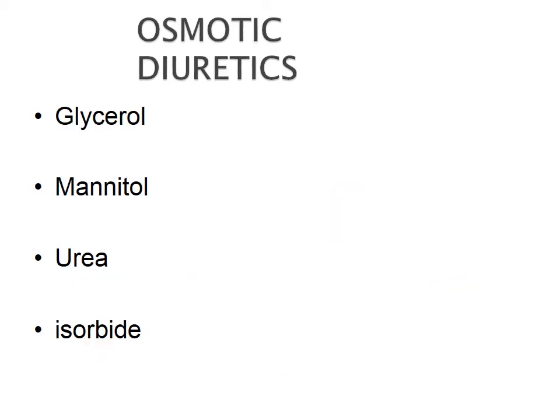Now, the other ones are the osmotic diuretics. Basically, they are osmotic agents which draw water towards the lumen, and then they excrete that water. Among them, we have glycerol, mannitol, urea, and isosorbide. These are osmotic chemicals present in the lumen. If they are present in the lumen, they draw water from the blood towards the lumen so that it can be excreted.